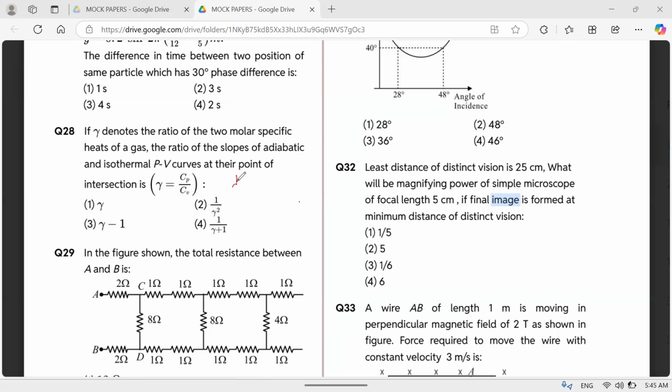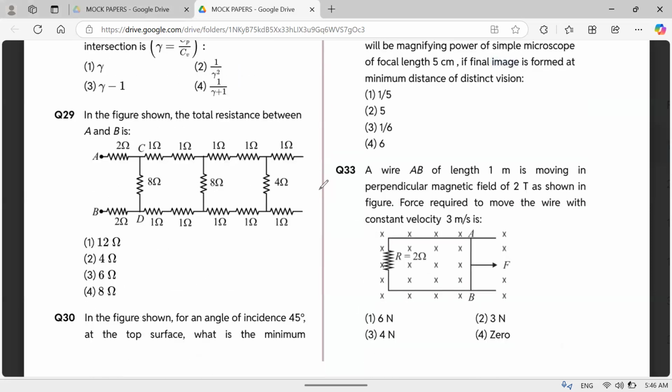For adiabatic, dP by dV is equal to minus gamma into P by V. Then the slope dP by dV for isothermal will be equal to minus P by V. So if we take the ratio of both of them, it will be equal to gamma. Slope formulas: dP by dV for adiabatic is minus gamma P by V, and dP by dV for isothermal is minus P by V. So the answer will be gamma. Clear?